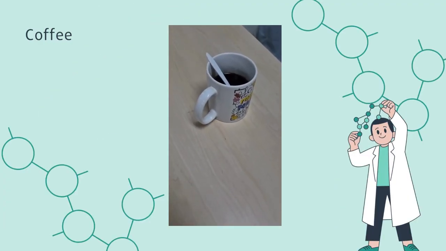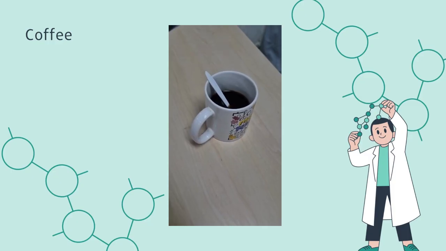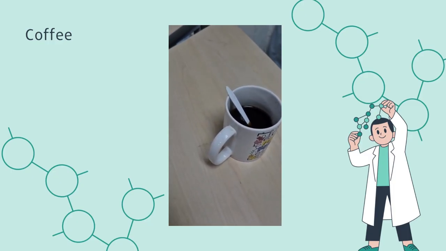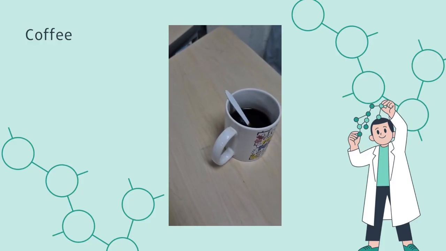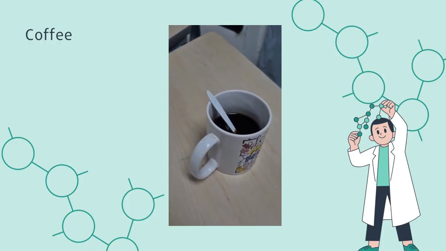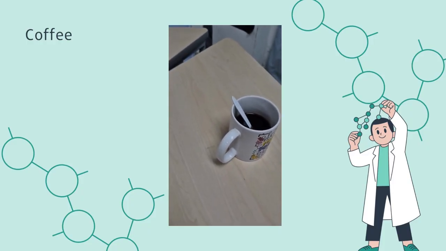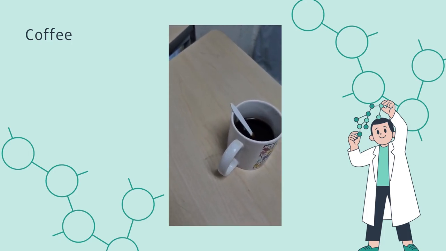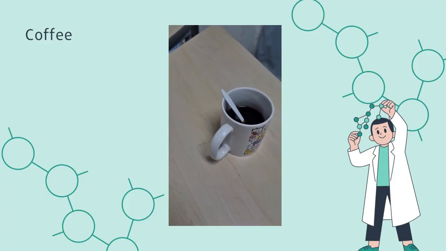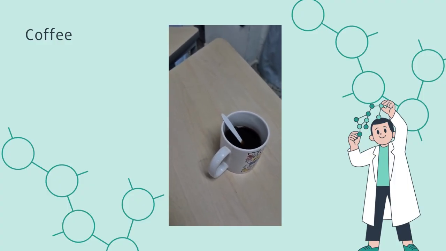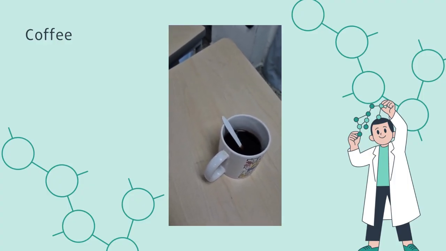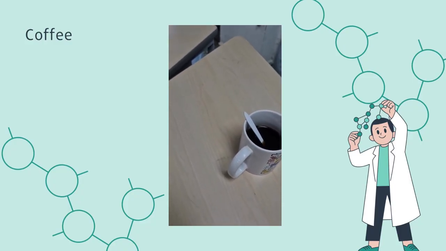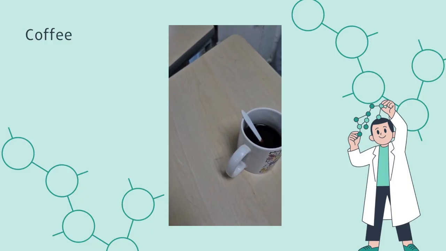And finally, we have coffee. The key organic compound in coffee is caffeine, a stimulant that keeps many of us alert. The IUPAC name of caffeine is 1,3,7-trimethylxanthine. It contains functional groups like amide, CONH, and methyl, CH3 groups, which contribute to its biological activity.